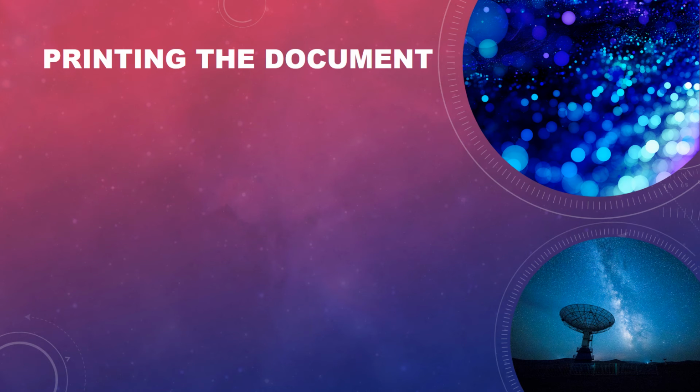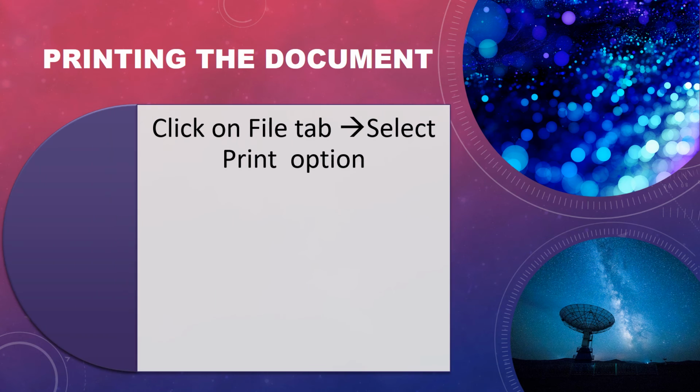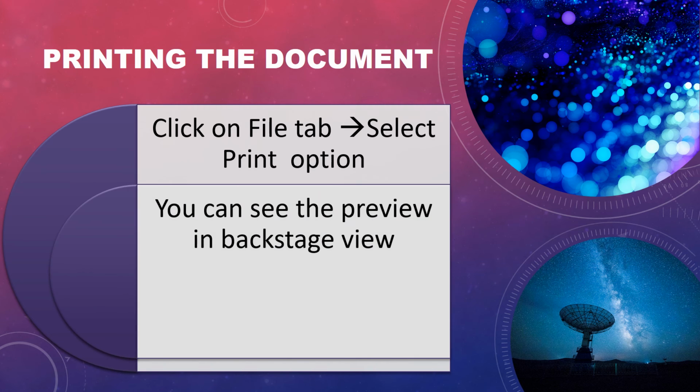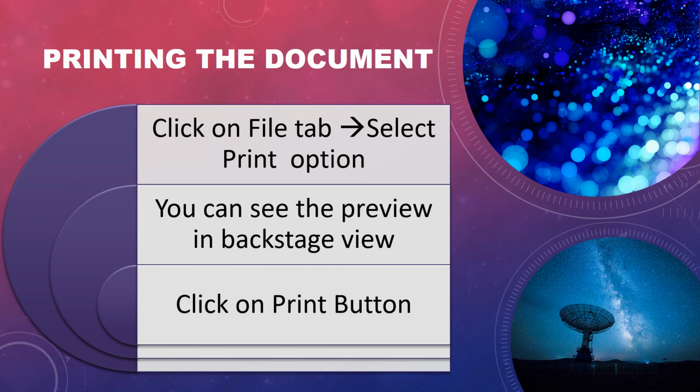Printing the document. To print a document or to get the hard copy of your document, you have to use a printer. And there are the following steps that you need to follow. First, click on the File tab and select the Print option. After that, you can see the preview in the Backstage view. If you are satisfied with the preview and you want to take the printout as it is, then you can simply click on the Print button. And in this way, you can get the hard copy of your document on paper.